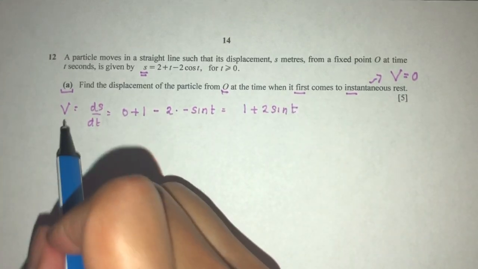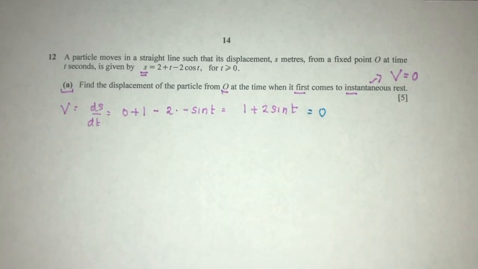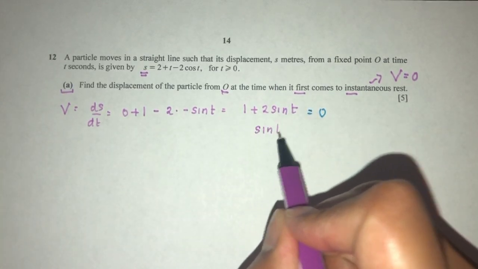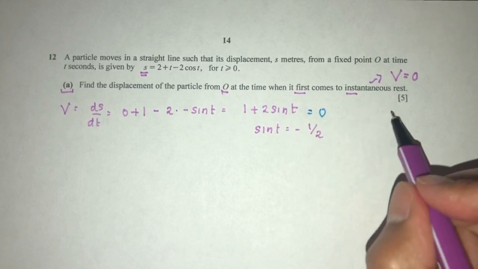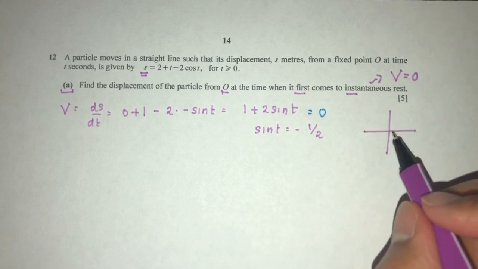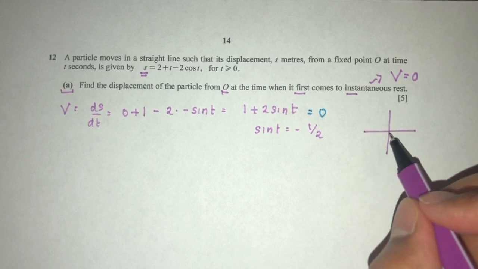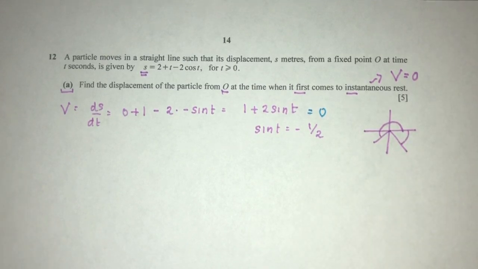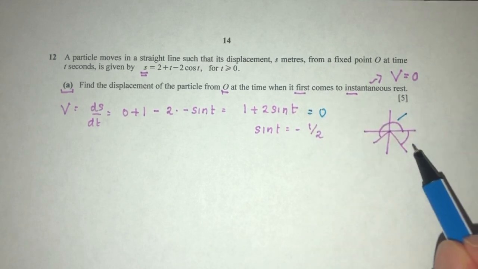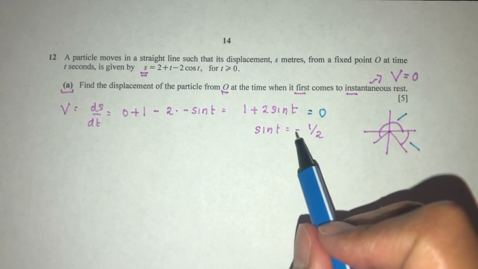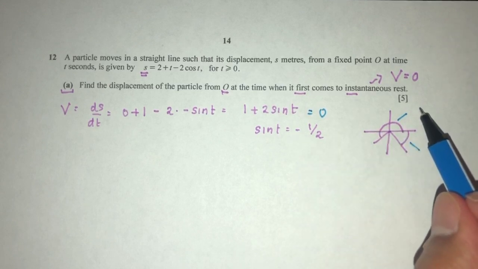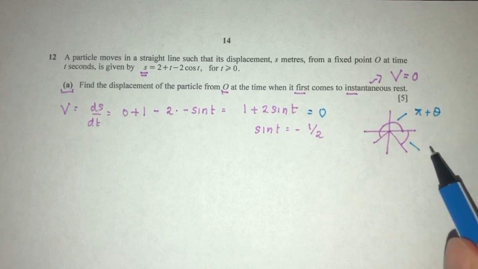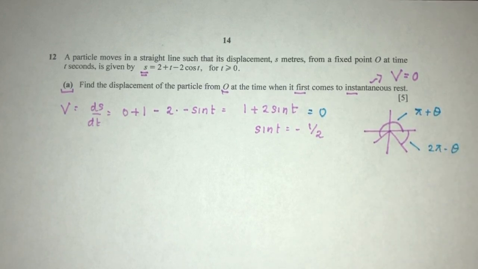Now we understand that at rest, this is equal to 0, so equate that to 0. So sine of t will be minus half. When sine is negative, because of ASTC, it will be in this quadrant or in this quadrant. So there are 2 instances when it comes to rest. In the first instance, it will be in this angle, and the other afterwards. Since it is negative here, we will work with a fake angle theta. So t will be pi plus theta, and the other will be 2 pi minus theta. Let's write this down.